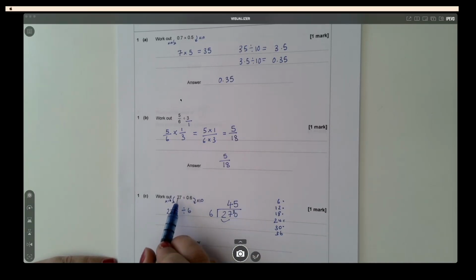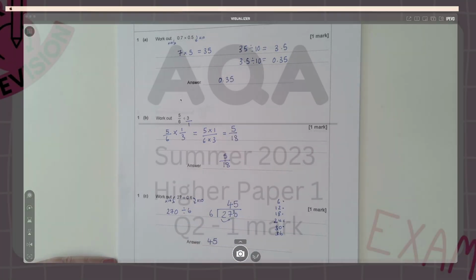This is also the answer to our division sum because we've done the same to both sides. So it's still an equivalent sum. We don't need to reverse it for division. So we're going to put 45 on the answer line.